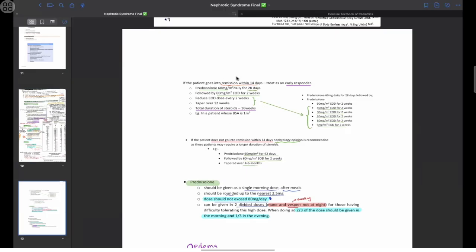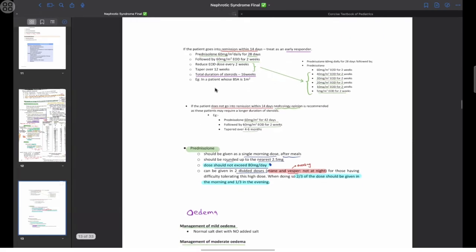What I want to say here is that 60 milligram per meter square is given for the first 28 days, and then you give 60 milligram every other day for 2 weeks. Then you reduce the every-other-day dose every 2 weeks: 60 every other day for 2 weeks, then 40 for 2 weeks, 30 for 2 weeks, 20, like that. You taper that over 12 weeks. If you add all of this you get 12 weeks, and with the initial 4 weeks, the total duration is 16 weeks.